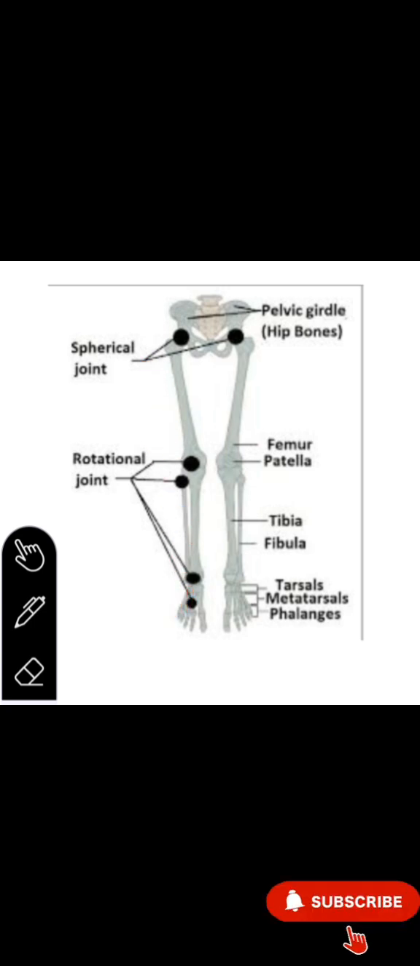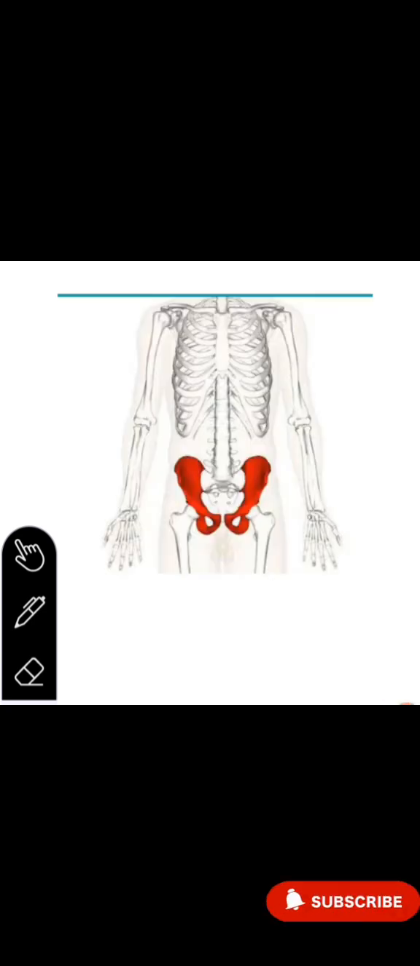The pelvic girdle connects the lower limb to the axial skeleton, and it forms a strong bony ring known as the pelvic ring that is made up of the right and left hip bone and the sacrum. We'll start by looking at the hip bone. So the hip bone is formed by fusion of the ilium, the ischium, and the pubis. So you have them in red here.